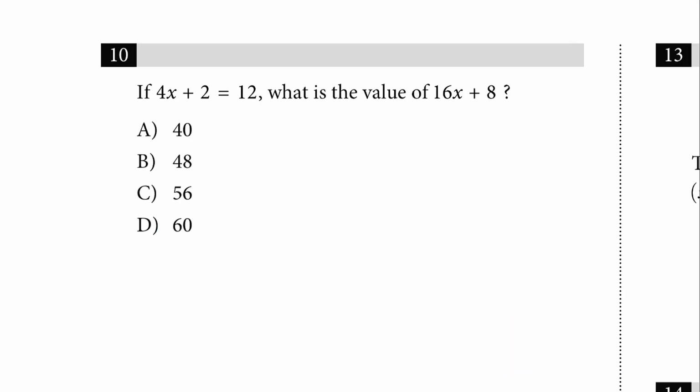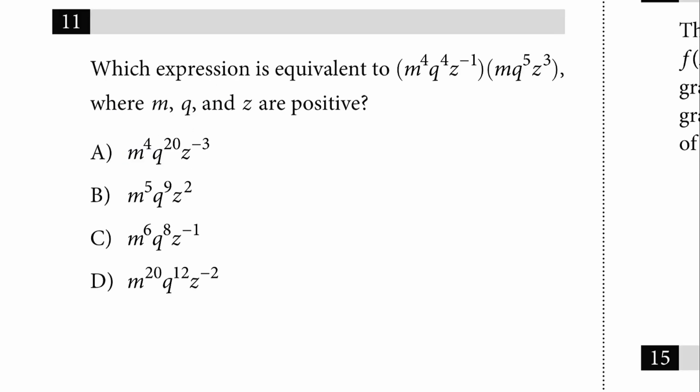If 4x plus 2 equals 12, what is the value of 16x plus 8? Okay, let's look at this carefully. We can see here that 16x plus 8 is simply 4 times this value. So if we multiply one side by 4, we can multiply the second side by 4, which means that the answer is B.